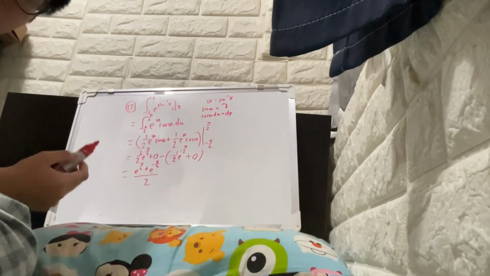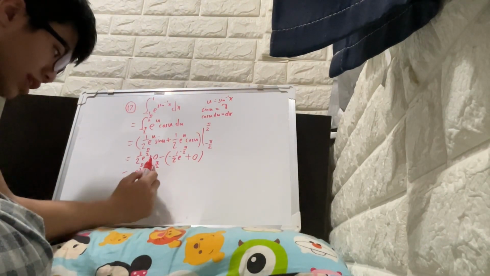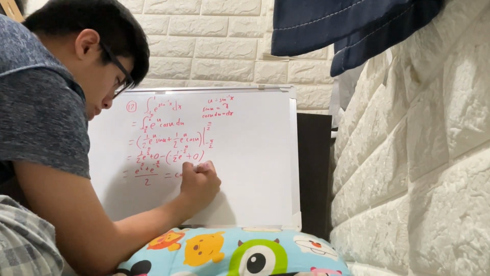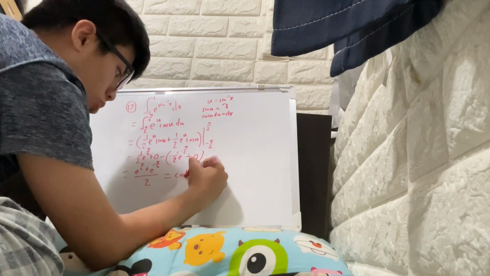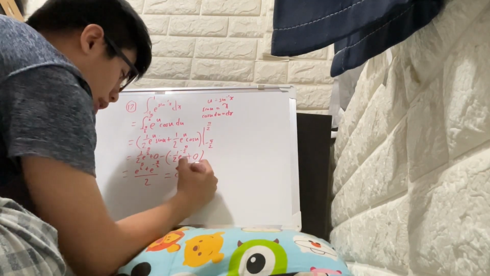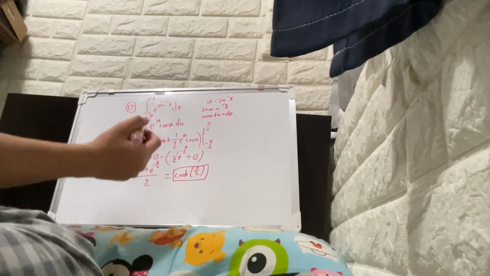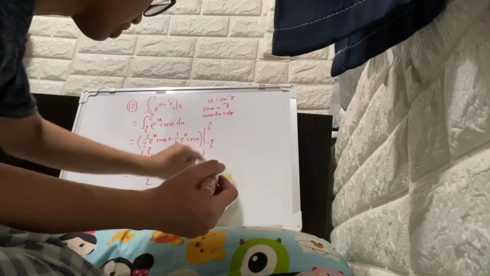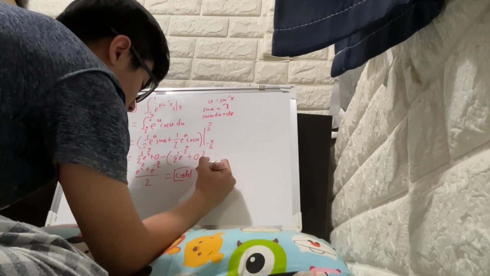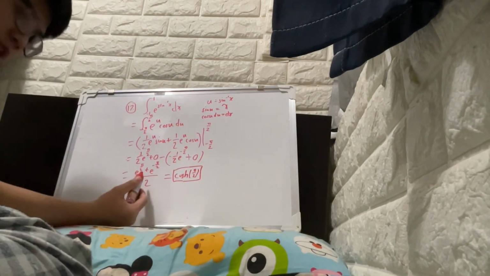This form is really cool. e to the power of x plus e to the power of negative x, divided by 2, is also cosh. So we get cosh of pi over 2, and that's our answer. Really cool, and our pi is actually here. You can also leave the answer like this.